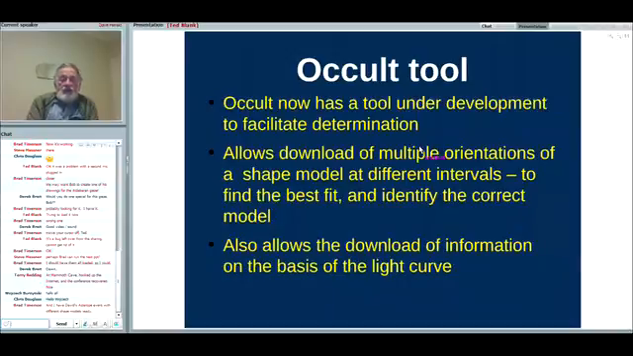And it also allows the download of a range of information relating to the basis of the light curve. So a simple download gives you the dates covered by each of the light curves used to generate the shape model. So you can see how long the observation span was to create the shape model and how long it's been since the last observations used to make the shape model. And this gives you a basis to assess the reliability of the orientation for today's date. Next slide.